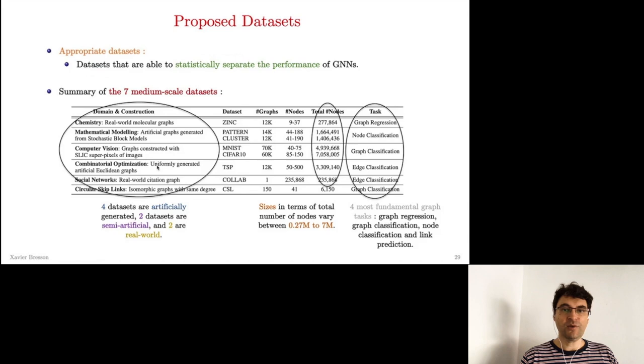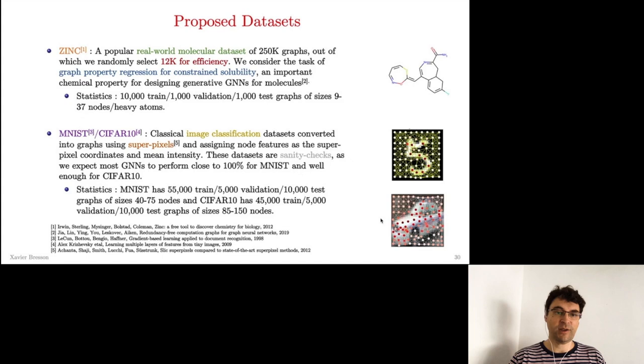So the proposed dataset, the requirement for us was that we want this dataset to statistically separate the performance between GNNs. That was really our objective. So we have basically medium-sized datasets, between 0.27 million to 7 million in total number of nodes, and we cover the four fundamental graph tasks, which are graph regression, graph classification, node classification, and link prediction.